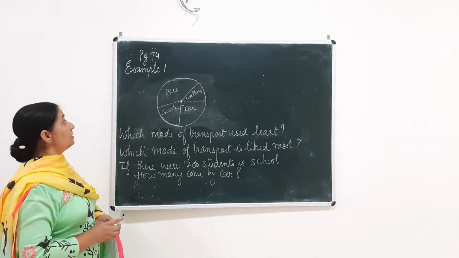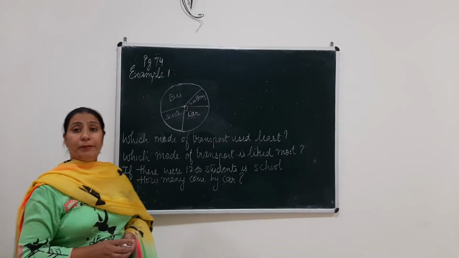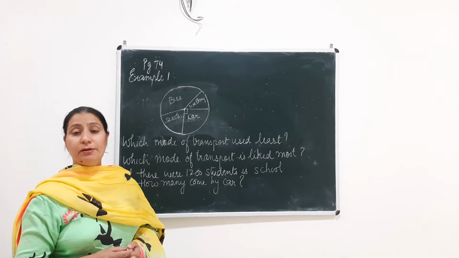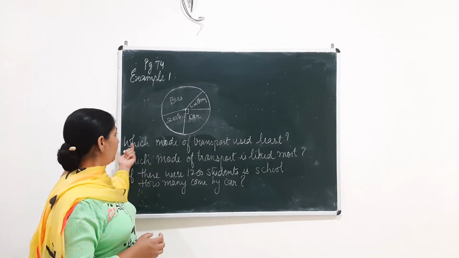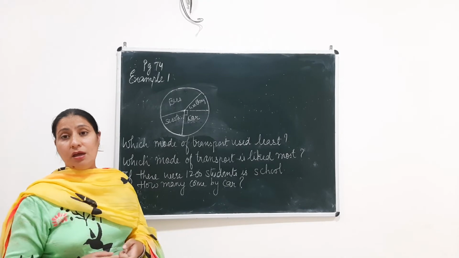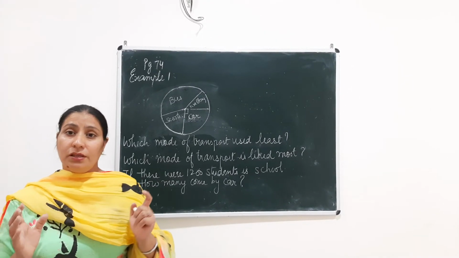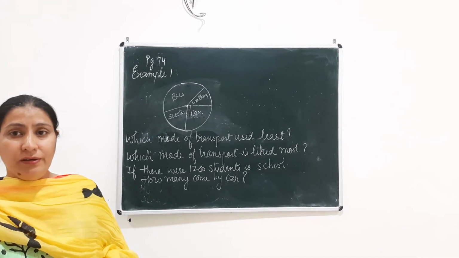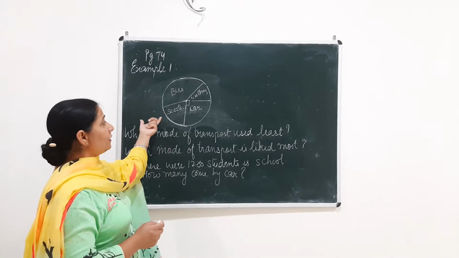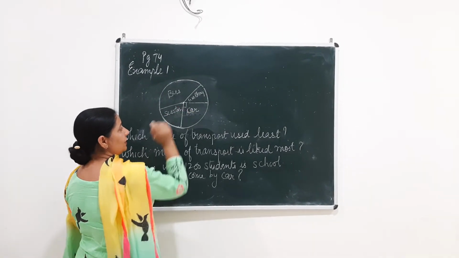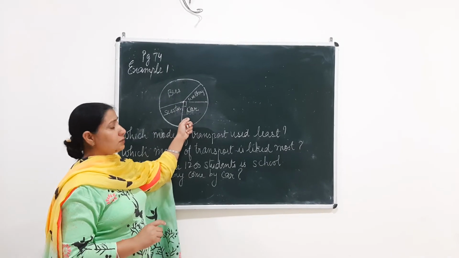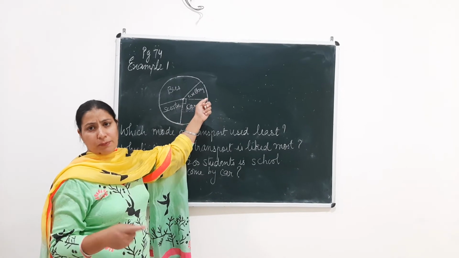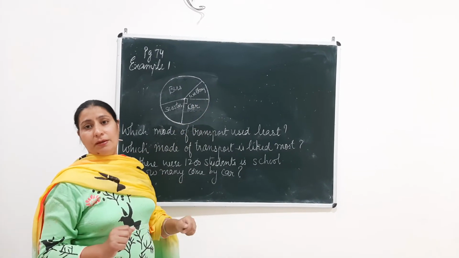Now children, I am going to discuss with you example number 1, which is on page number 74 of your textbook. In this example, I have not written the complete statement of the question. I have just drawn the pie chart and written a few questions. This data represents the different modes of transport used by the children, represented in the form of a pie chart. It shows 4 modes of transport: car, scooter, bus, and some children are coming by walking. Maybe their house is nearby the school.